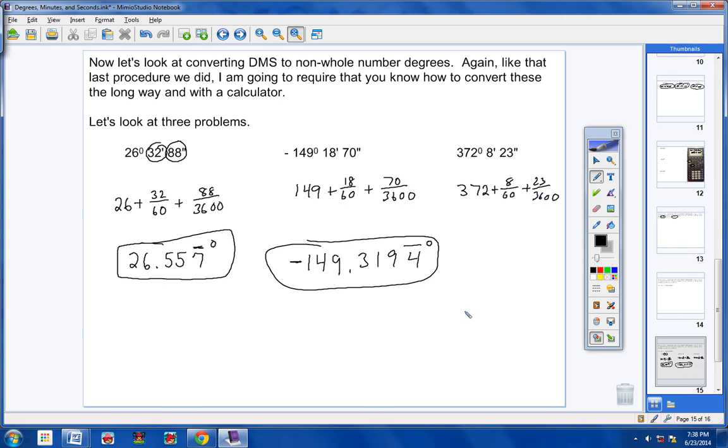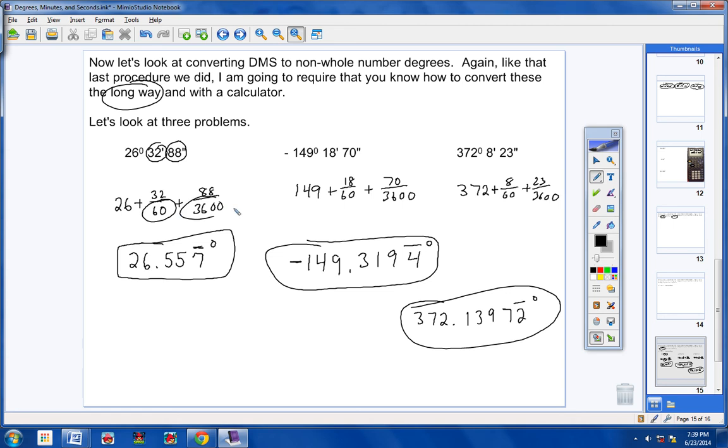And you will get this right here, 372.13972 repeating degrees. There we go. Now that's really easy. We called it the long way, but it's really not that long, okay? So I want you to understand what you're doing here, okay? You're taking degrees, you're taking minutes and converting them over to degrees by dividing by 60, and then you're taking your seconds and you're converting them over to degrees by dividing by 3,600.